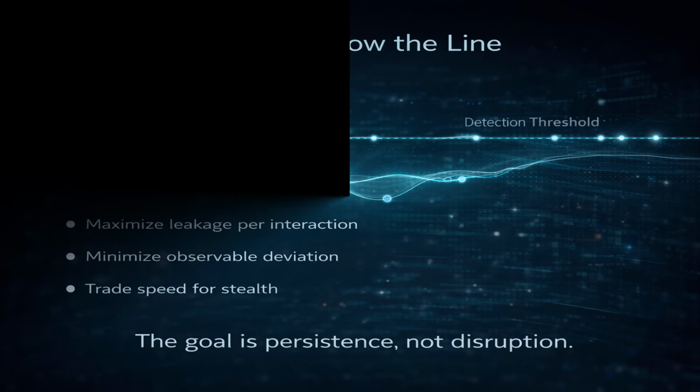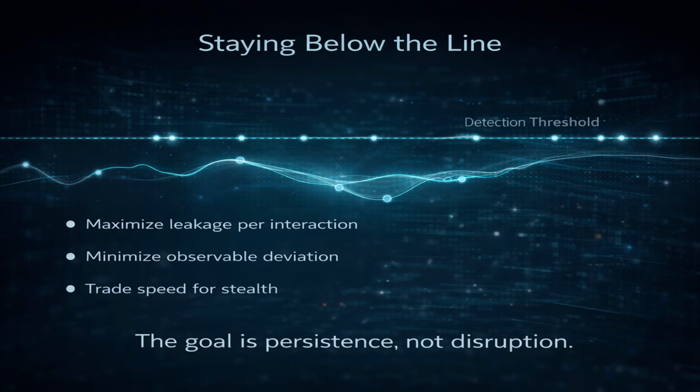Once attackers understand where detection thresholds lie, their objective changes. They don't try to cross the line, they stay just below it. Adaptive adversaries optimize each interaction to maximize information leakage while minimizing observable deviation. They trade speed for stealth, accepting slower progress in exchange for persistence. Over time, these small controlled interactions accumulate into meaningful knowledge, all while the system appears stable and undisturbed. The goal isn't disruption or immediate compromise, it's long-term access.